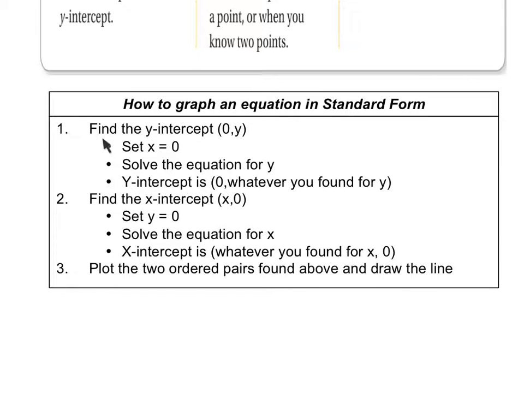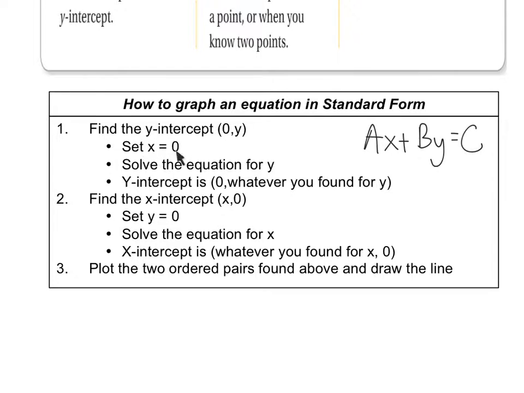First step here, we've got to be able to find the y-intercept. Now remember, standard form is ax plus by equals c. So first of all, we have to make sure our equation is in standard form. Once our equation is in standard form, then we're going to find what we call the y-intercept, or where it crosses the y-axis. The ordered pair is 0 and whatever that y value is. You'll notice in this ordered pair that the first number is 0.